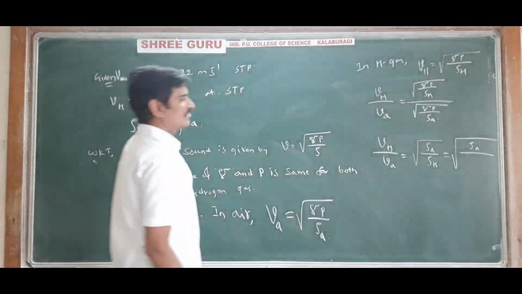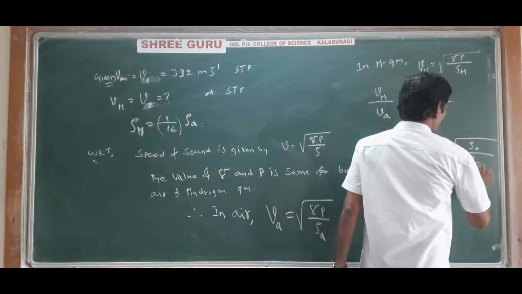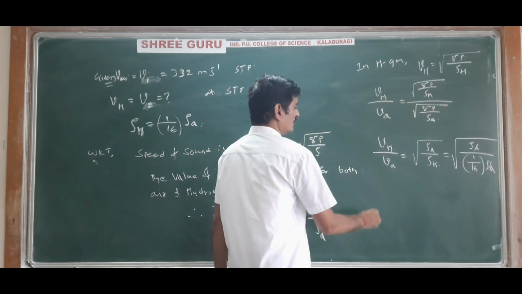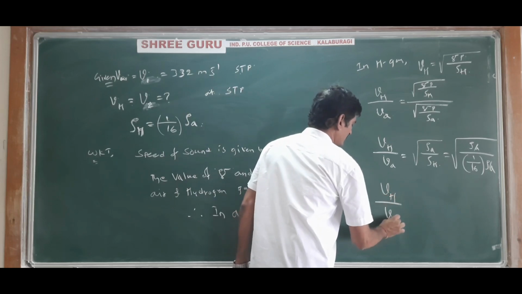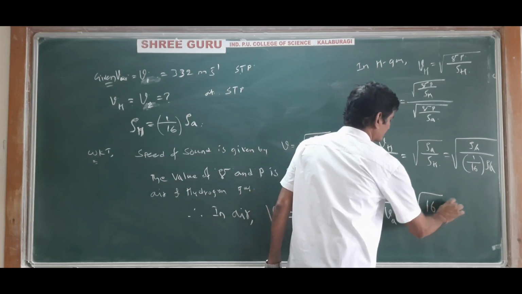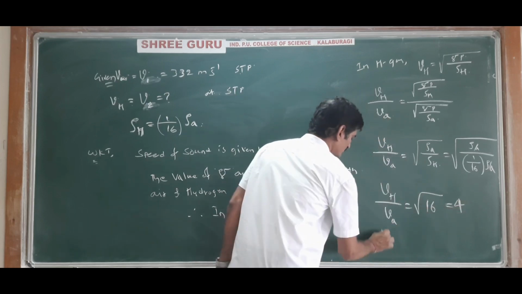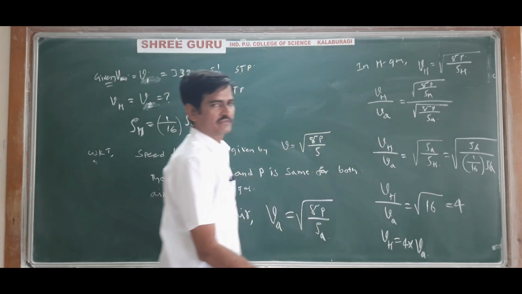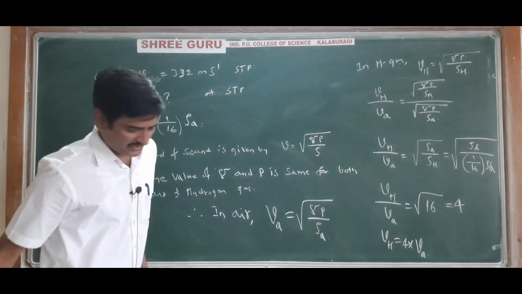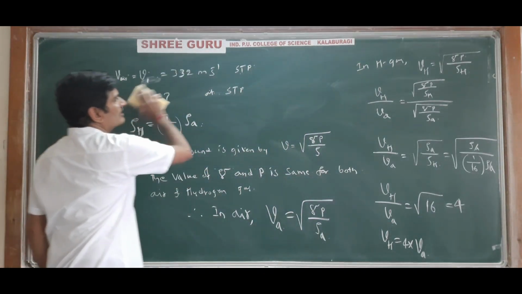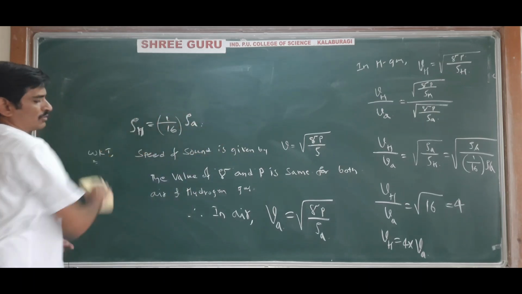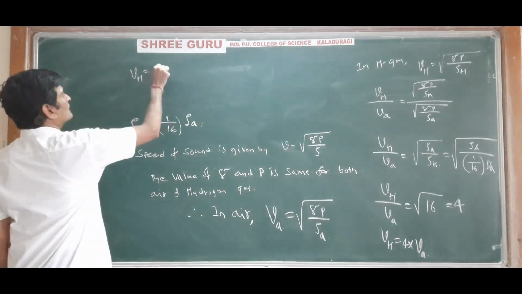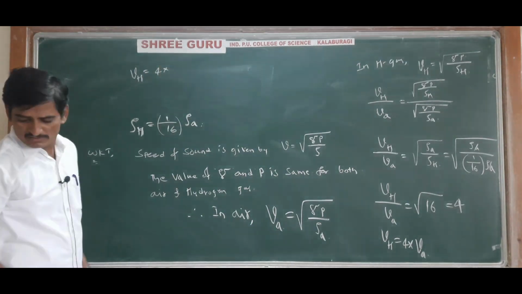They are given 1/16th the density of air. So the density of air cancels. You will get VH divided by VA is equal to under root of 16, and under root of 16 is 4. So VH is equal to 4 times the velocity in air. Simple. And the VA is given already. So VH, the velocity of sound in hydrogen, is equal to 4 times the velocity of sound in air.